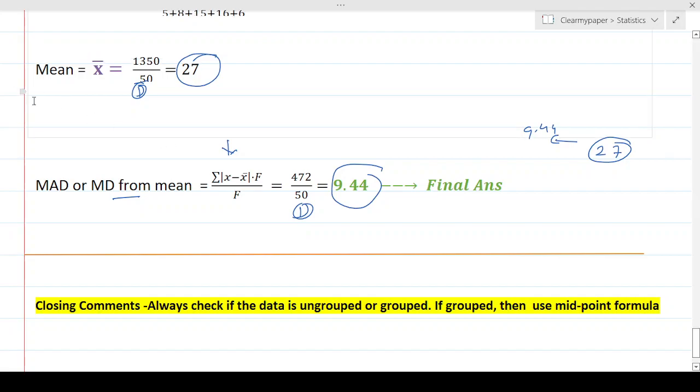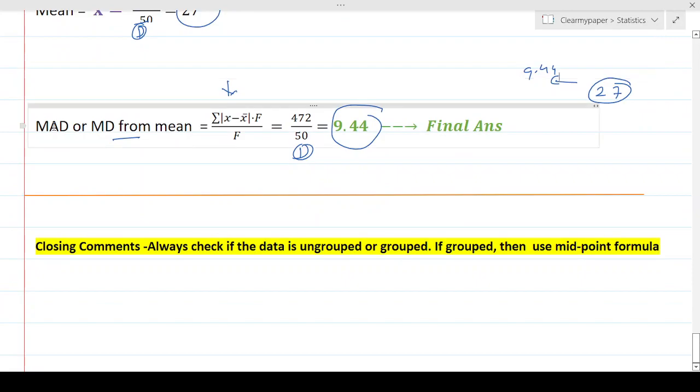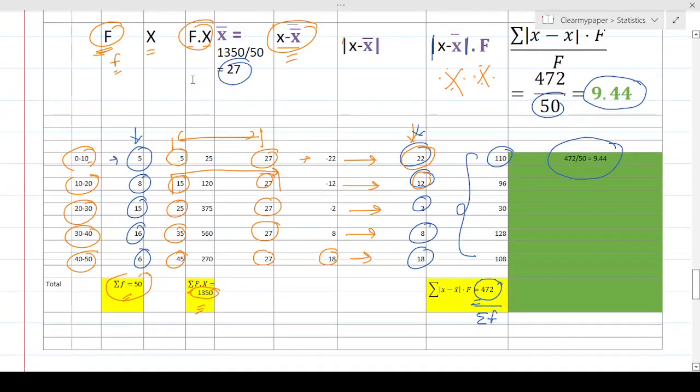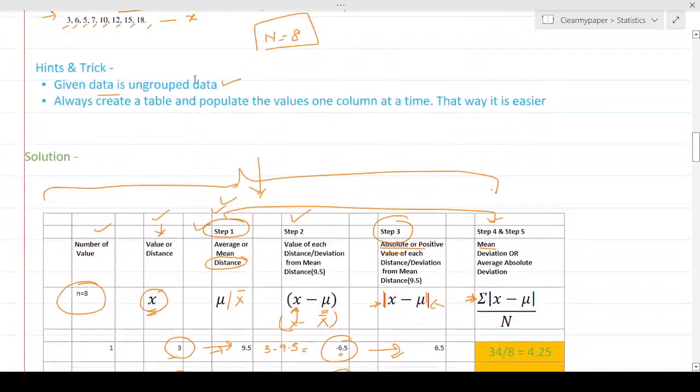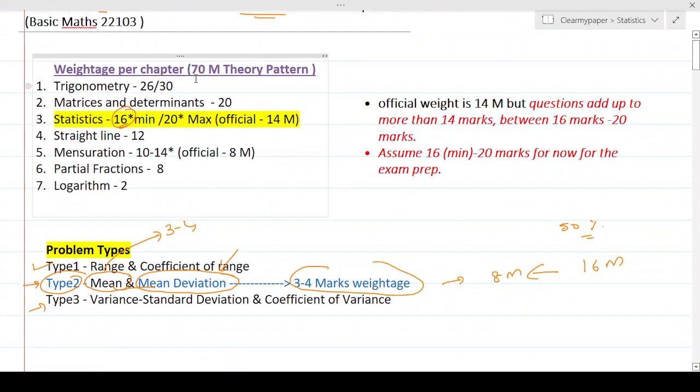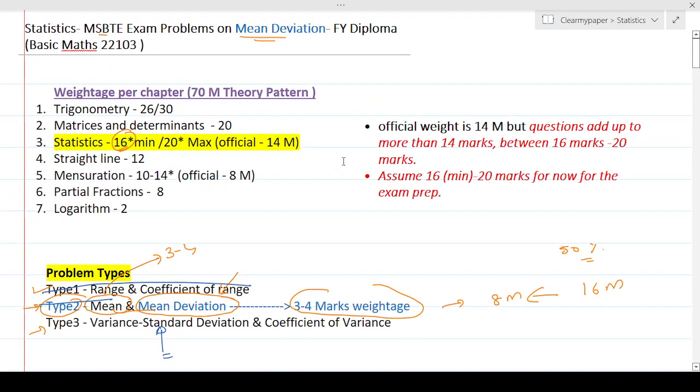So that's how you solve the mean deviation problems for group data. The closing comment is, it's very simple. Just check if the data is ungrouped or grouped. If it's grouped, just use the midpoint formula and the remaining steps remain the same. With that, that's a wrap up on sealing your 3 or 4 marks on this type of problem. We are done with type 2; we had done type 1 already. Next we are going to attack type 3, and I'll see you in the next episode when I talk about type 3.